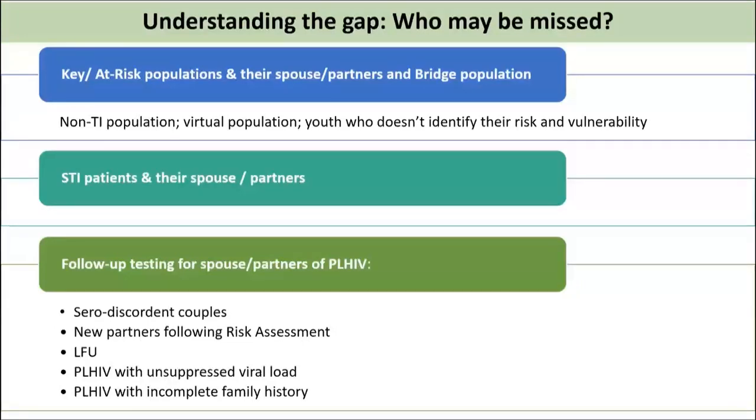Then what about the new partners? Whether their risk is being assessed? What about the LFUs? What about the PLHIVs whose viral load is not coming down? That also suggests that either they are not adherent to their drugs, or they are still involved. There are PLHIVs who are showing the symptoms of STIs as well. So that means they are still involved in high risk behavior. So are we testing them again and again? That is the population which we intend to lose in the current algorithm.